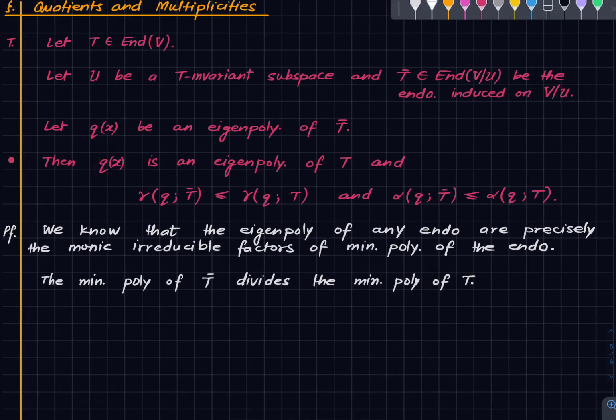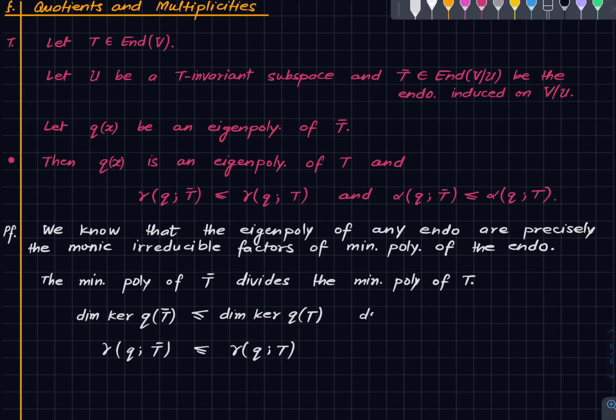All right, and now we just apply the previous proposition. To see this one, apply the previous proposition for k equals 1. So we know that the dimension of the kernel of Q(T bar) with exponent 1 is at most the dimension of the kernel of Q(T) with exponent 1, which is the same as saying the geometric multiplicity of Q with respect to T bar satisfies this inequality. And for algebraic multiplicity, it's one more step.